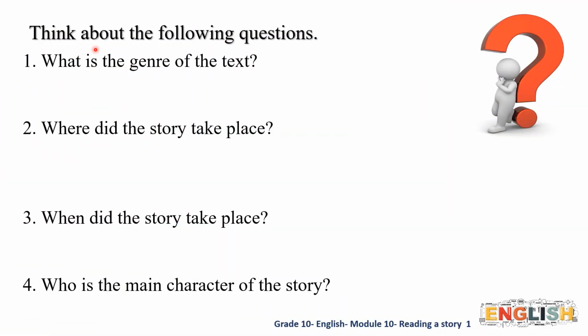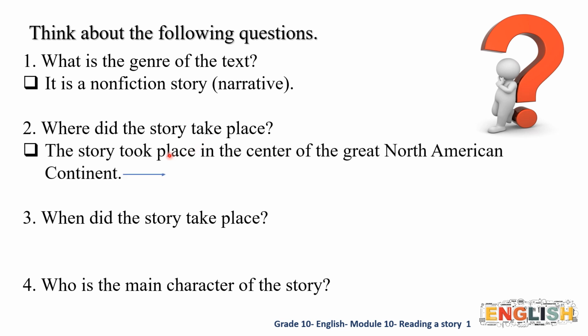Now let's think about the following questions. The first question, what is the genre of the text? When I say genre, it means type. What type of literature is the text? It is a non-fiction story. Narrative. Narrative means a story. Where did the story take place? Where did the story happen? You can find this in the first paragraph. Excellent. The story took place in the center of the great North American continent.